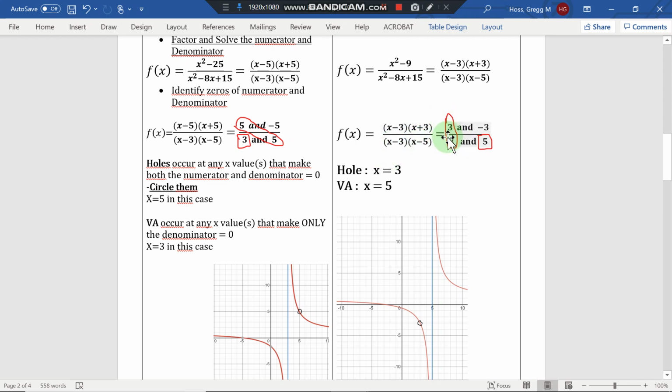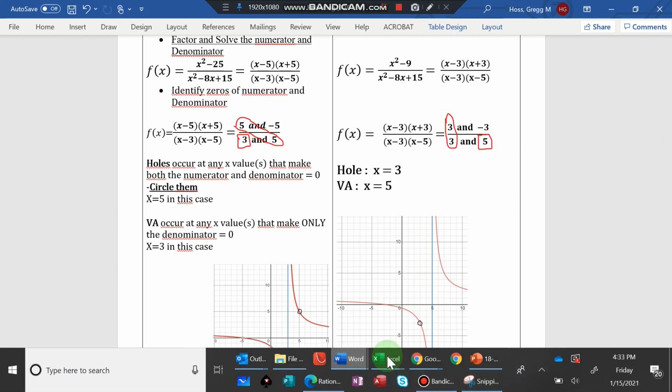As you can see, we've circled, we have a match on the top and on the bottom of 3, meaning 3 will make both the numerator and denominator equal 0. That is where we will find a hole in our graph. The remaining 0 on the denominator is 5, so we'll have a vertical asymptote at x equals 5. And you can see that on this graphic.